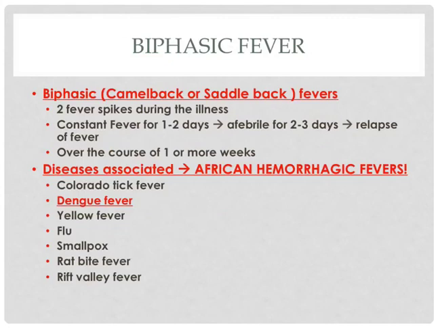Biphasic fever is called camelback or saddleback. There are 2 fever spikes during the illness. So if there's a 7-day illness, they'll have just 2 fever spikes, and that's called biphasic. There's constant fever for 1 to 2 days, then they become afebrile, then there's a relapse of fever, but only twice. The diseases associated are usually dengue fever, yellow fever, Colorado tick fever, and rat bite fever. But dengue fever, biphasic fever, just remember it that way.